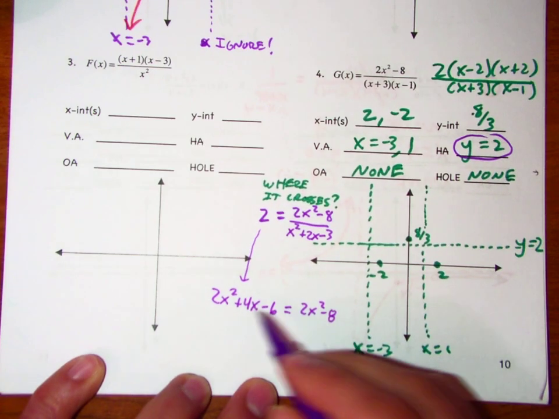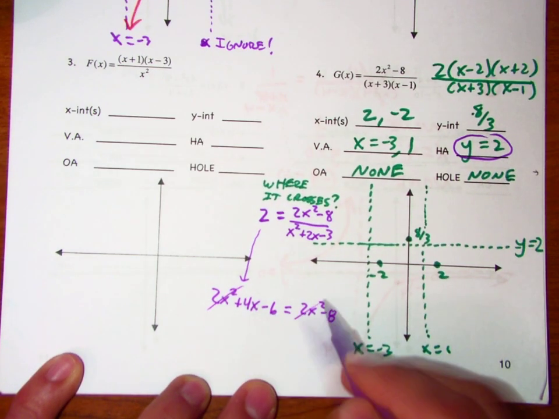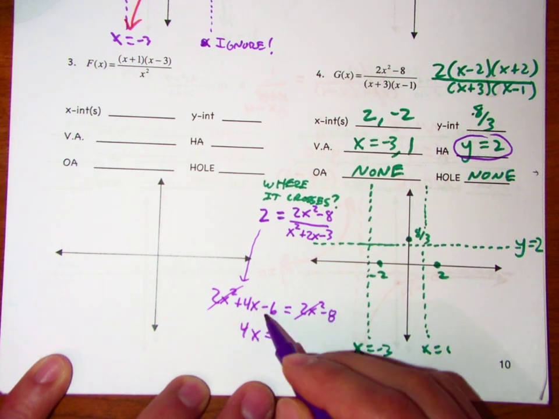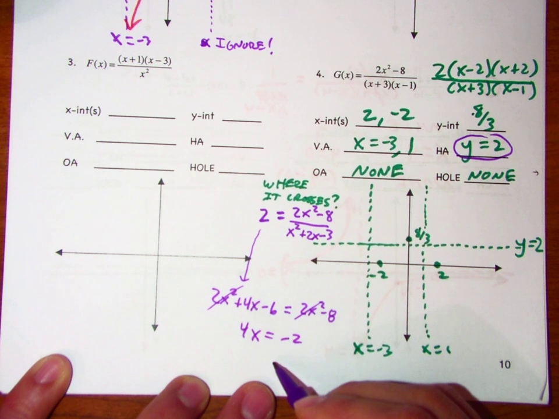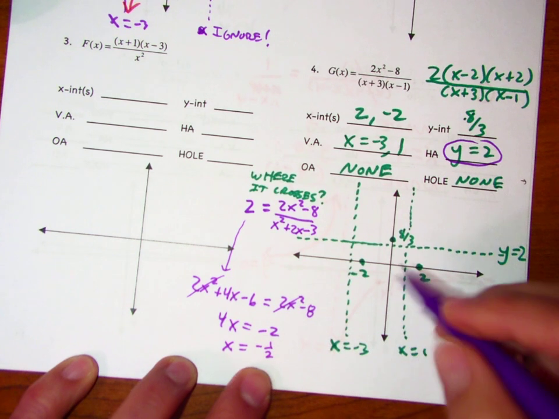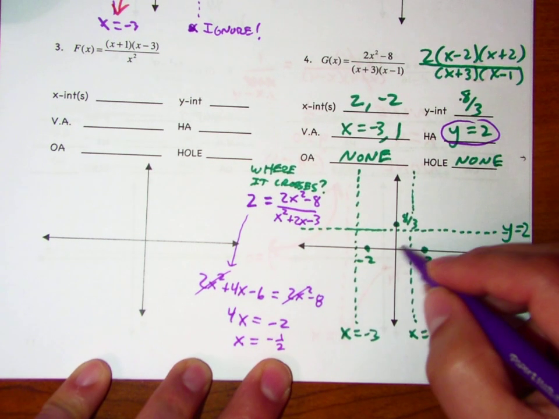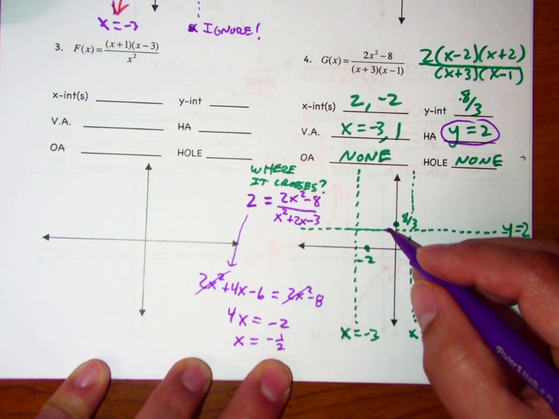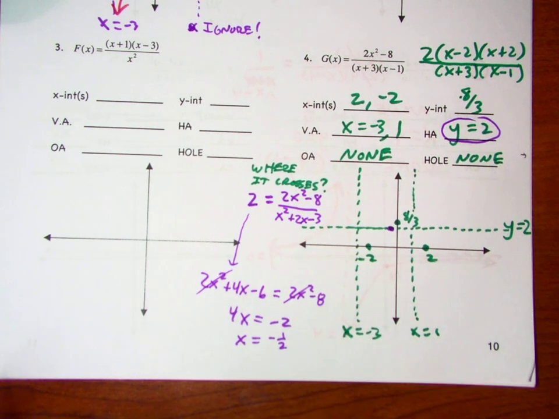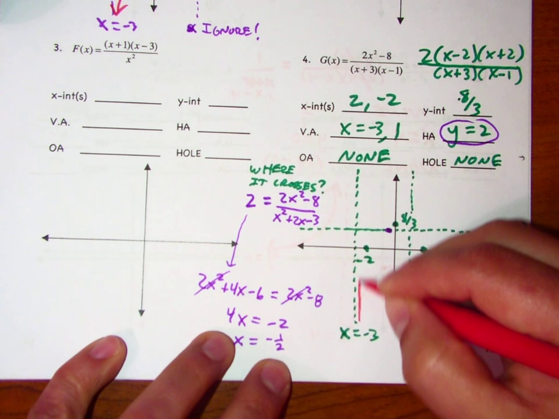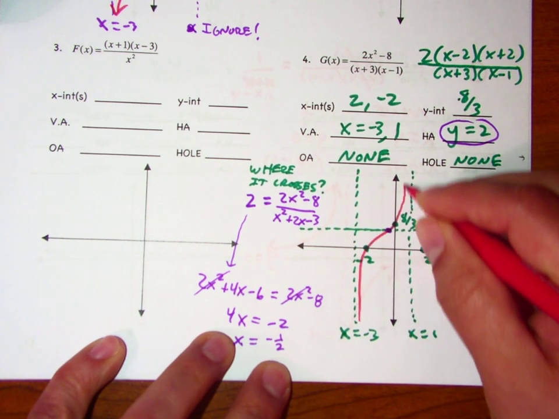And so you solve this equation. Notice the 2x squareds cancel out. And so now you have 4x minus 6 equals negative 8. You can add the 6 over. So 4x is going to equal negative 2. And then you divide by 4 and you get x equals negative 1/2. So at x equals negative 1/2, so right about here somewhere, that's where it crosses through the horizontal asymptote, okay? And so, let me use red. In this section, it's going to look much like a cubic or a tangent graph, if you remember those.